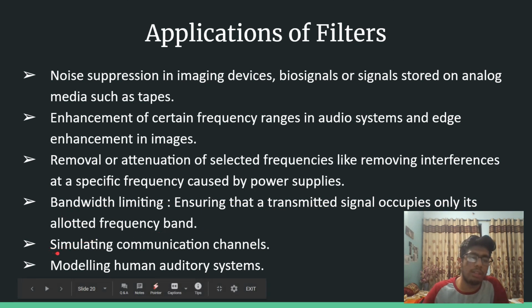And others are simulating communication channels. These are used for the simulation of communication channels and modeling of human auditory systems, which is quite a recent and good development in filter application in signal processing.